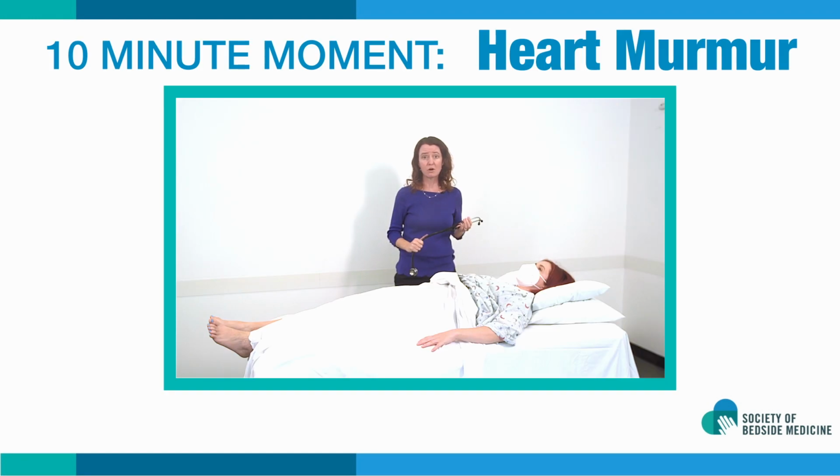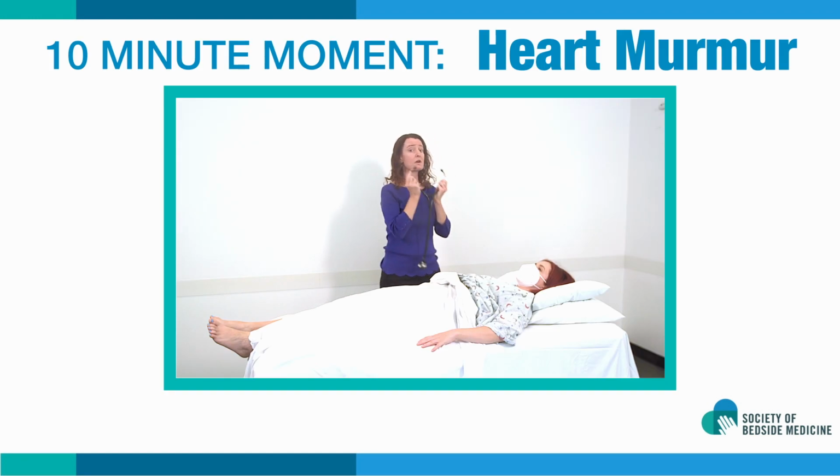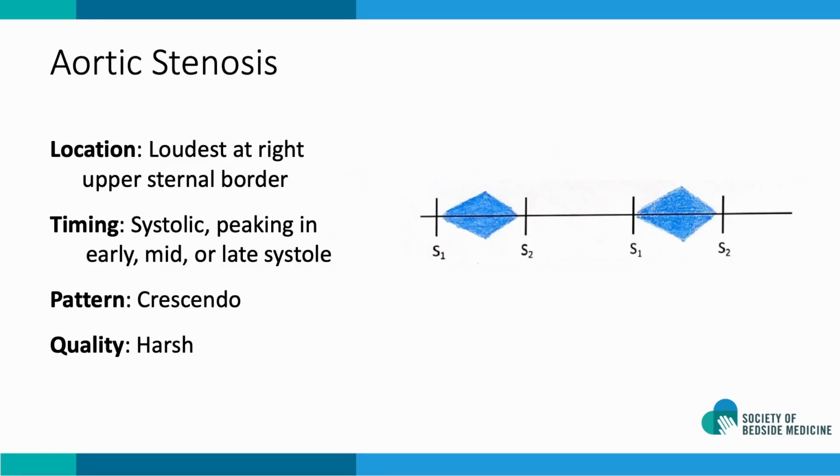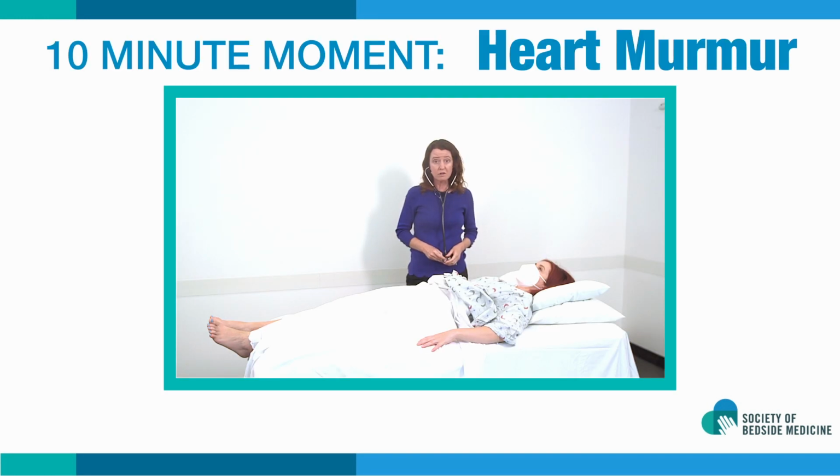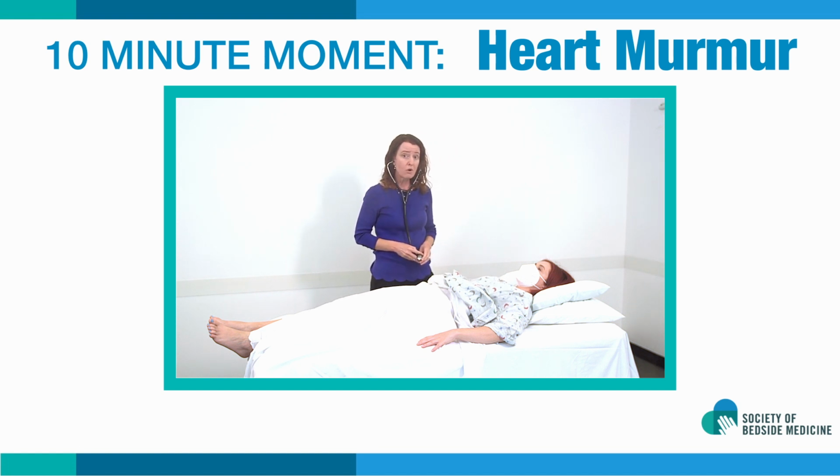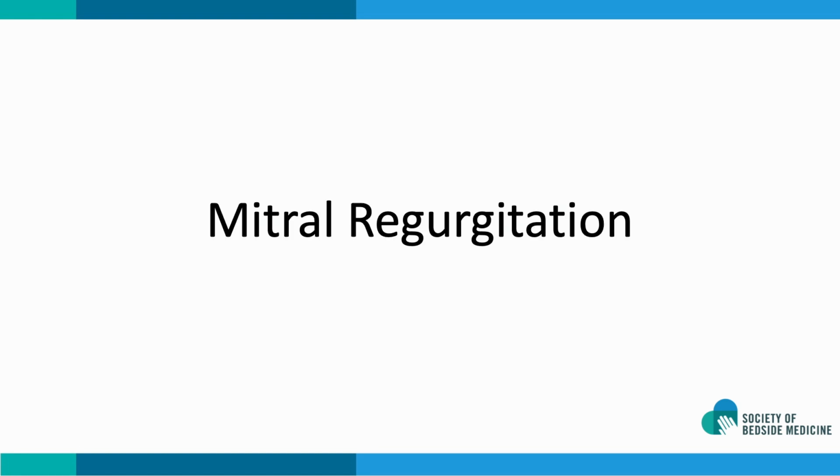This systolic murmur is loudest at the right upper sternal border and is often well heard at the apex also. This murmur is crescendo during systole and has a harsh quality. More severe aortic stenosis has a crescendo that peaks later in systole and can be associated with a weak, delayed carotid upstroke. So you will listen to the heart sounds and palpate the carotid simultaneously to evaluate for pulsus parvus et tardus.